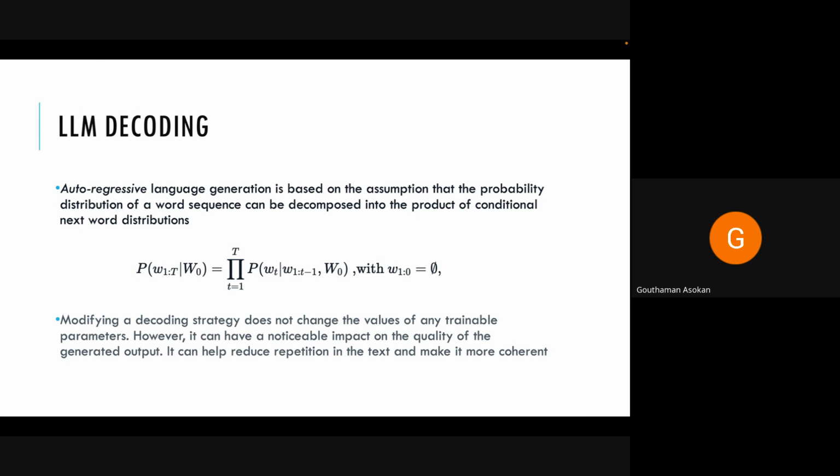We can modify the decoding strategies. Once we train an LLM, this decoding strategy need not be specified even while training, because this doesn't contain any trainable parameters. This is something that is used only in inference. So we can see what the different algorithms used are, and based on this, how the quality of the output changes.